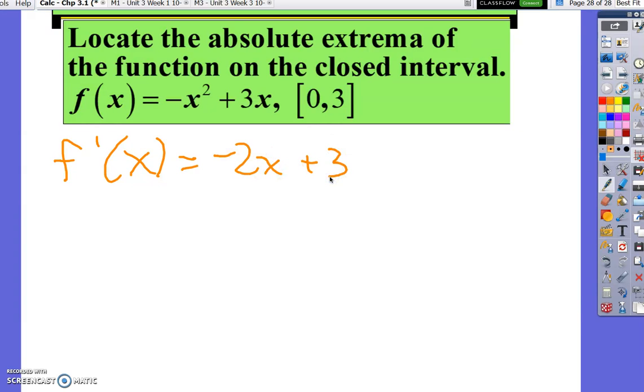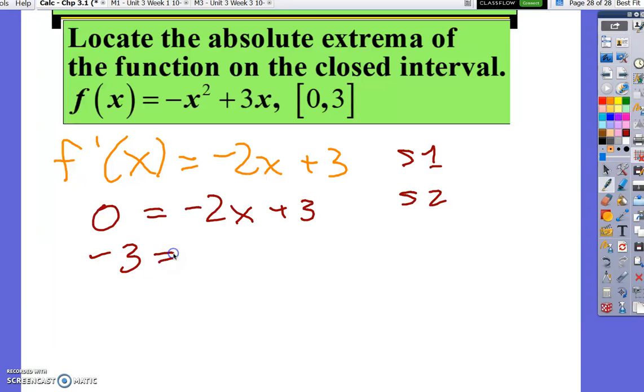Once we have our derivative, we have to set it equal to 0 so we can figure out where the slope is changing from positive to negative, because those are our turning points, or our critical numbers, within the interval. So we're going to set it equal to 0. So this was step 1, and now this is step 2. We're going to solve this.